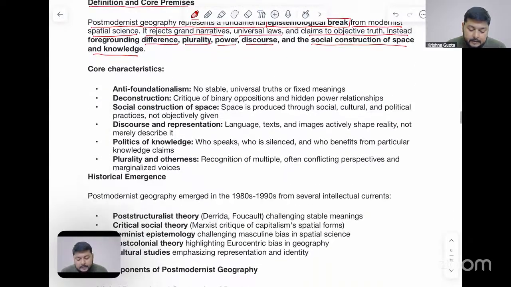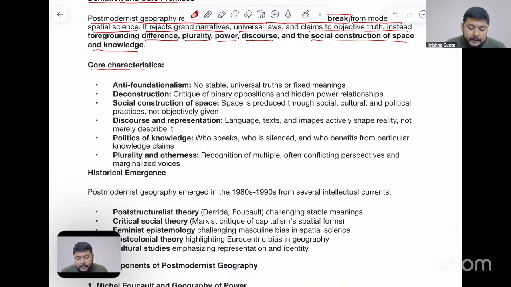Here, the basic part, the core characteristics are anti-foundationalism. Okay, so there is foundationalism and anti-foundationalism: no stability, no universal truths, and no fixed meanings to anything. Deconstruction: critique of binary oppositions and hidden power relationships. Social construct of space: space is produced through social, cultural, and political practices, not objectively given. Okay, so this is also an important point.